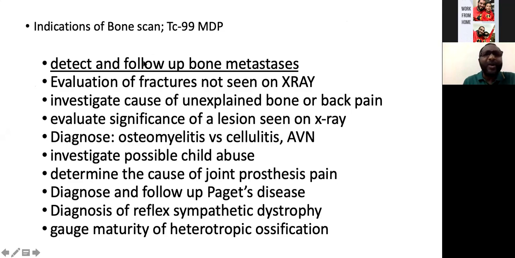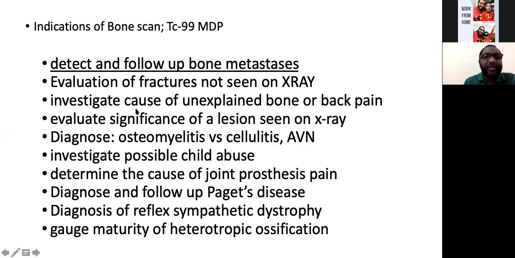So what are the other indications for a bone scan? Like we said, the most important indication is the detection and follow-up of bone metastasis in patients with known primary malignancy. Now, we can also use bone scan to evaluate fractures that are not seen on X-rays. These days, this is taken over by MRI, but if MRI is not available, bone scan is a very unique technique that you can use to diagnose fractures, especially stress fractures. I'll show you one or two images of stress fractures.